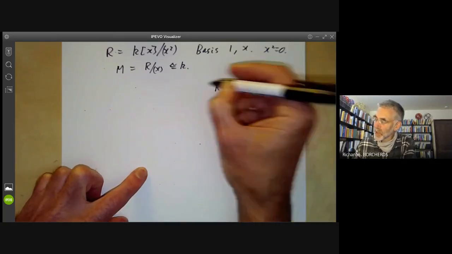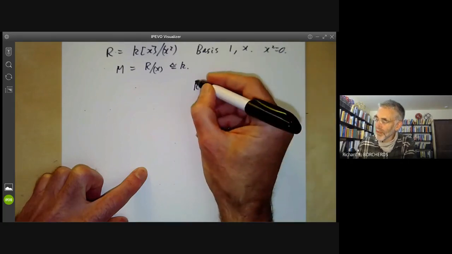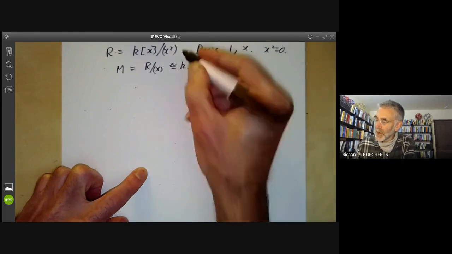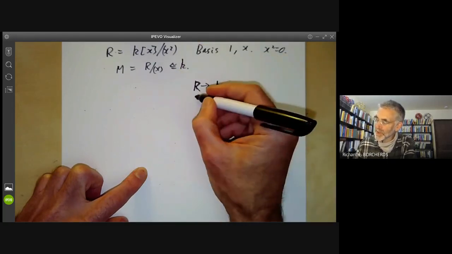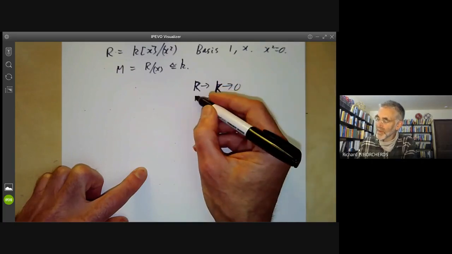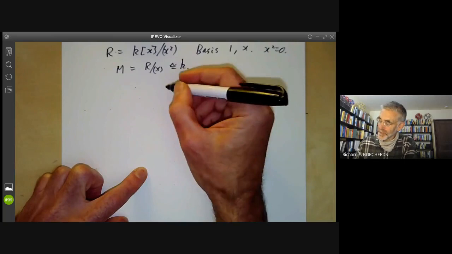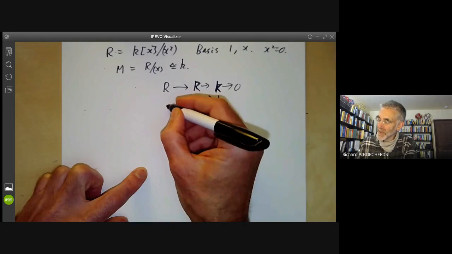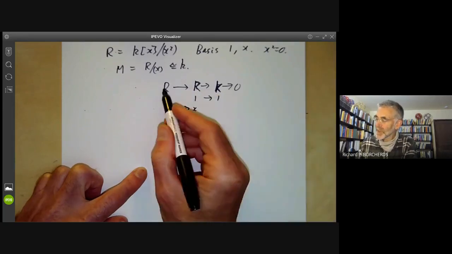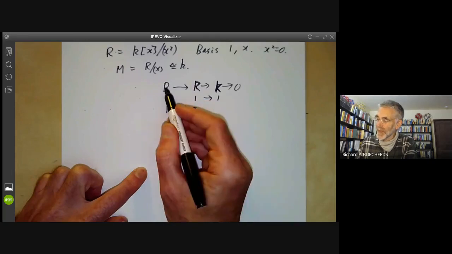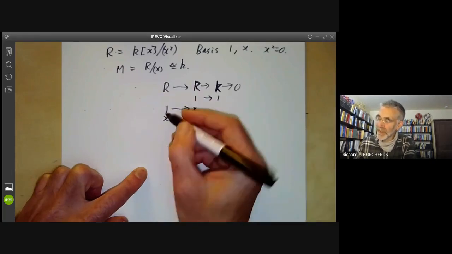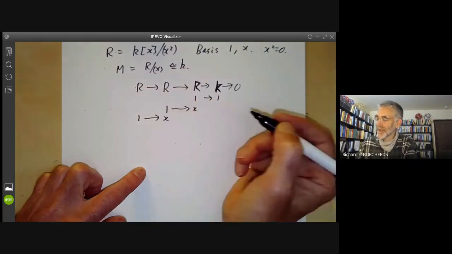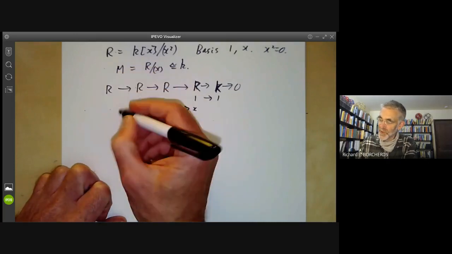Well, we first of all map R, sorry, my R's seem to look rather like K's. Let me try and distinguish them. We map R onto k, where we can just map 1 to 1. And the kernel of this is just (x). So we need a second copy of R that kills off this x. So it maps 1 to x. Well, what's the kernel of this map? The kernel of this map is going to be all multiples of x. So we need to kill those off by having another copy of R mapping to this, where we map 1 to x. And it's kind of obvious that this process is going on forever.